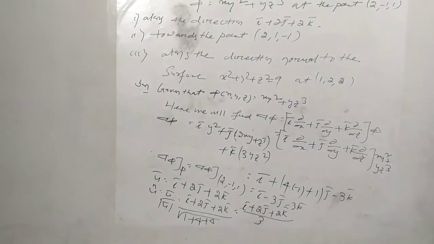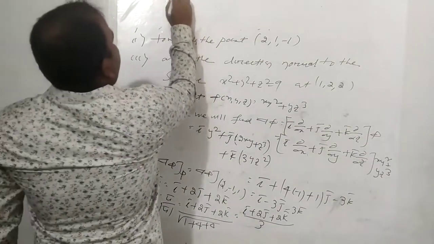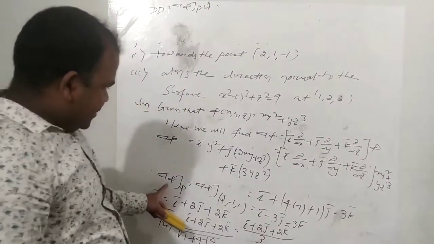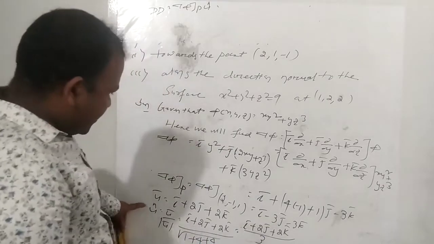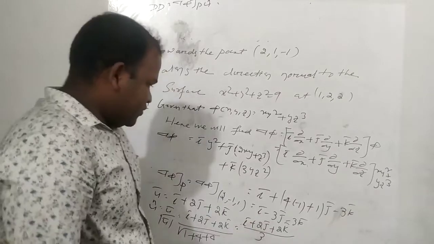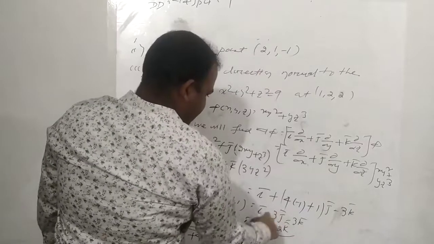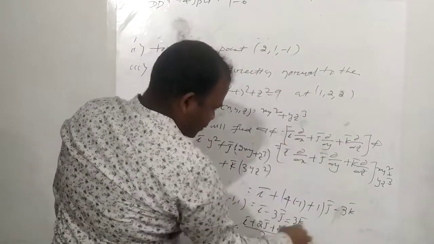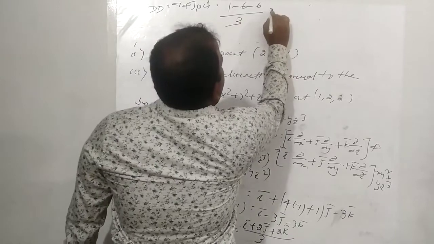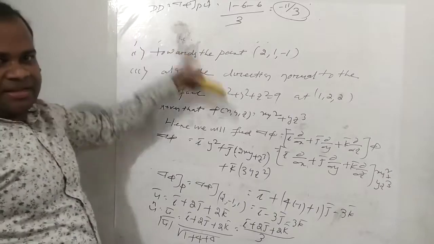Then the directional derivative dd equals del phi at p dot u cap. So what is the value of del phi at p? This one. And what is the value of u cap? This one. Multiplication: i dot i is 1, i dot j is 0. So 1 minus 6 minus 6 upon 3. So this is minus 11 upon 3, the answer of the first case.